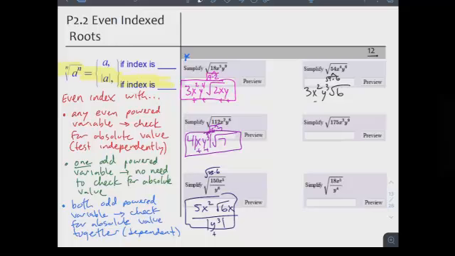So testing the x's, a negative squared becomes a positive. The signs take care of themselves. But for the y's, if that's a negative to an odd power, the signs do not take care of themselves. So I would need absolute values around the y cubed in order to ensure it's never a negative.